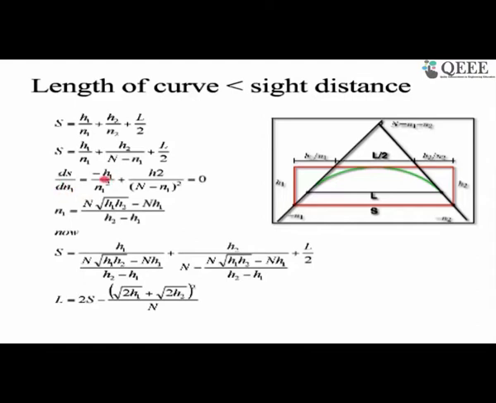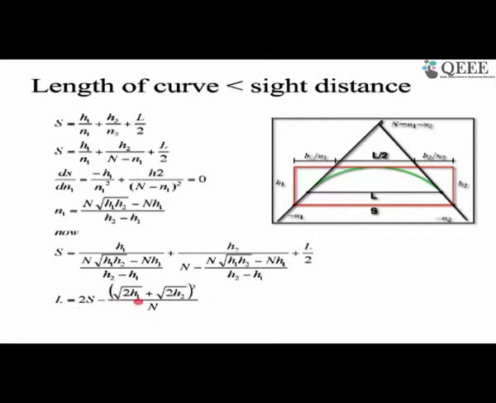ds by dN1, if we do it, we are going to get this equation, and if we equate it to 0, then this will give me the value of N1. So N1, we are trying to find out the optimum length. From this equation, if we try to find out N1, this is the equation. Now we just have to replace this N1 in this equation, and once we replace it here, the value comes like this. And when we simplify, it is quite easy.